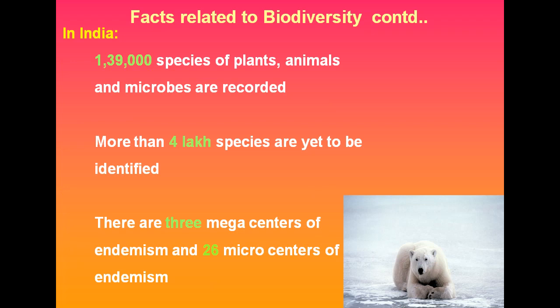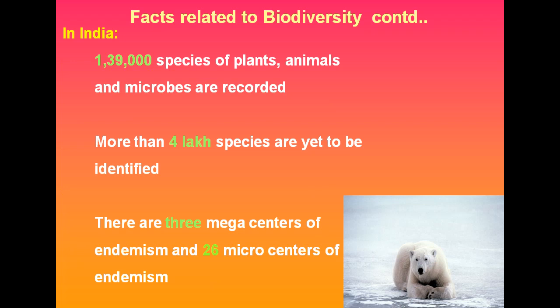So in India altogether we have recorded 1,39,000 species of plants and animals, but there is a guesstimate that more than 4 lakh species are yet to be identified. Now there are 3 mega centers of endemism and 26 micro centers of endemism. What do you mean by endemism? Endemic plants and animals, or endemism. Endemics are those species, either plant or animal, which have a restricted range. In the sense, these are the plants or animals which are seen in certain pockets or certain areas only, not elsewhere.